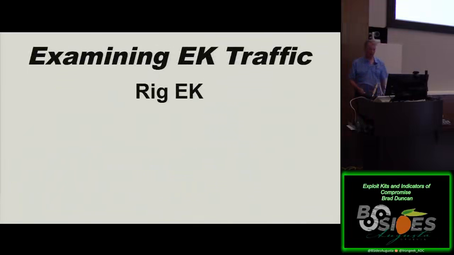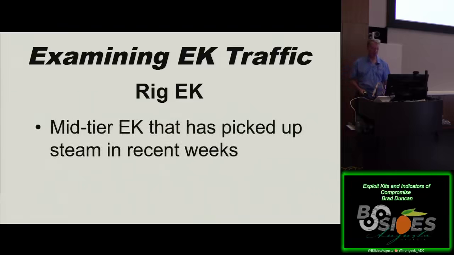So Rig Exploit Kit is a mid-tier exploit kit that has picked up some steam in recent weeks. When Angler Exploit Kit disappeared in June 2016, I saw Neutrino everywhere, where previously I had seen Angler Exploit Kit. In the past couple of weeks, one of the major campaigns I've been tracking, the EITest campaign, switched from Neutrino to Rig, and now it's just running Rig. So I'm seeing a lot more Rig Exploit Kit in the past couple of weeks.